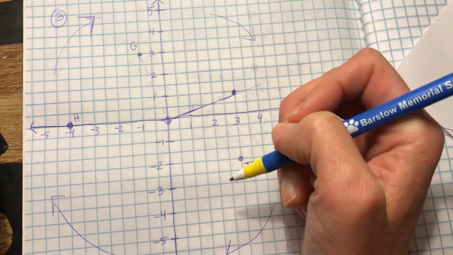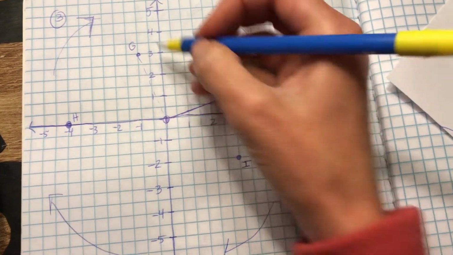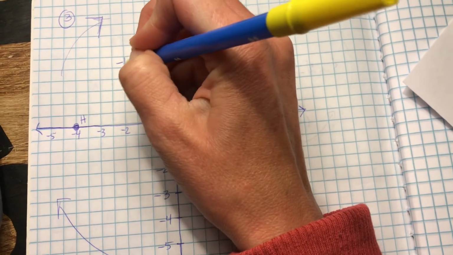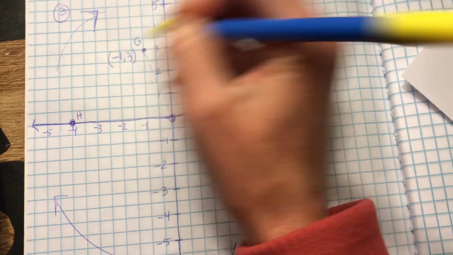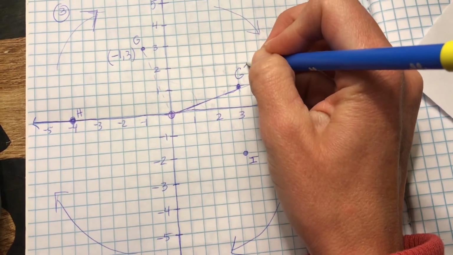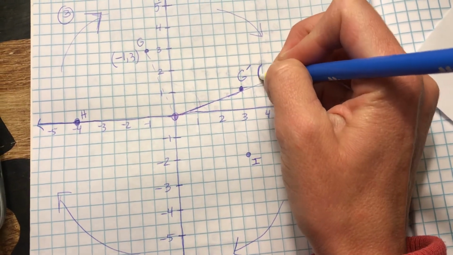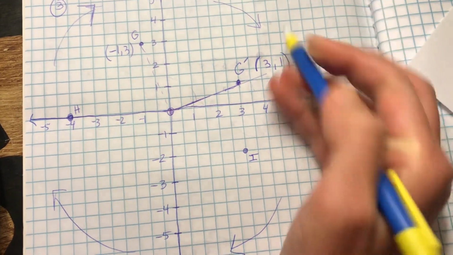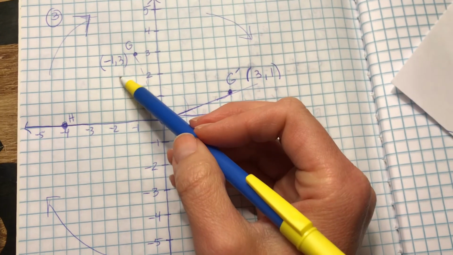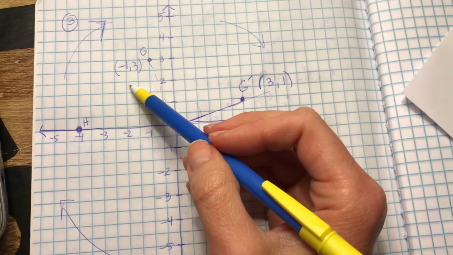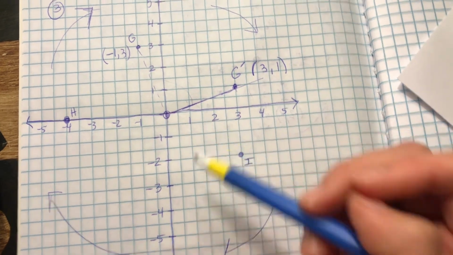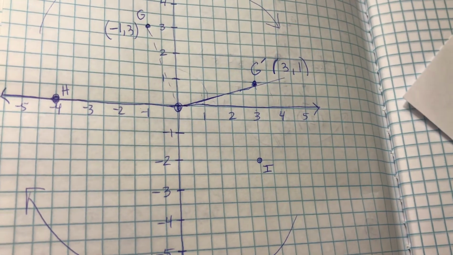And oh my gosh, what do you know? The original G was at -1, 3. And G prime, my new G, is at 3, 1. Those are the same digits, but there's a little weird shifting: negative, positive, X to Y. Keep that in mind, okay, as we move forward.